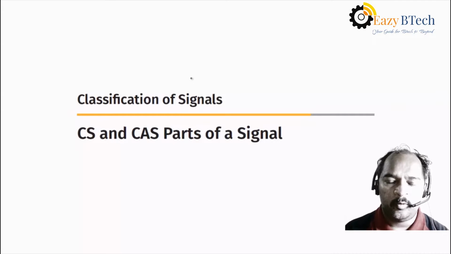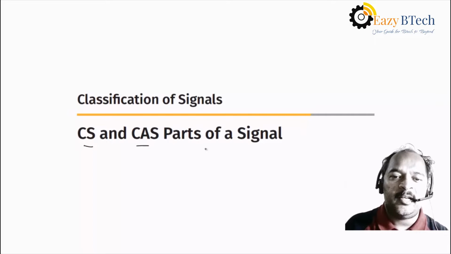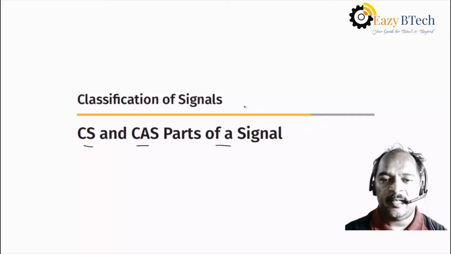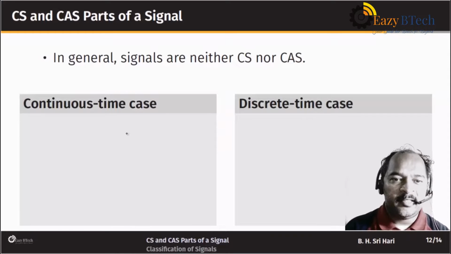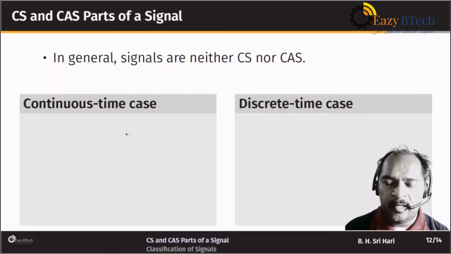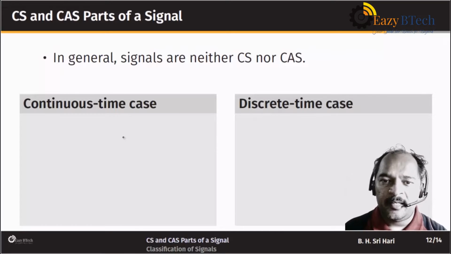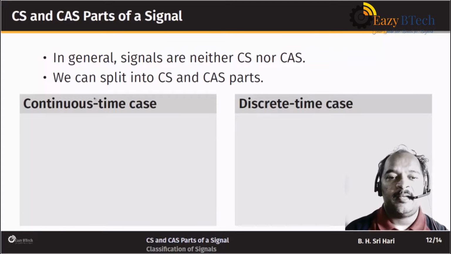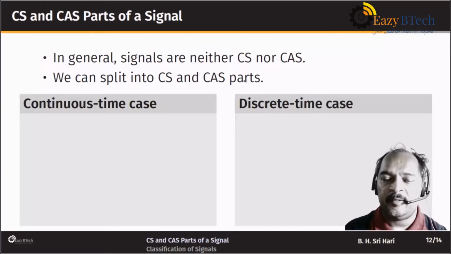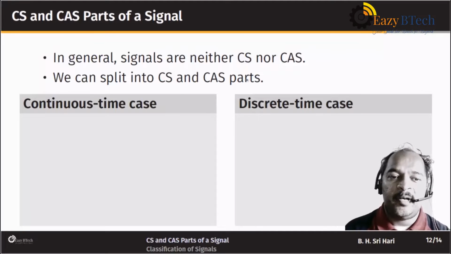Okay, so let's move on to the next topic, which is conjugate symmetric and conjugate anti-symmetric parts of a signal. What does it tell? In general, any complex signal need not be either conjugate symmetric or conjugate anti-symmetric. It can be neither CS nor CAS. But we can split the continuous time signal x of t into conjugate symmetric and conjugate anti-symmetric parts, just like we have done with even and odd parts of a signal.